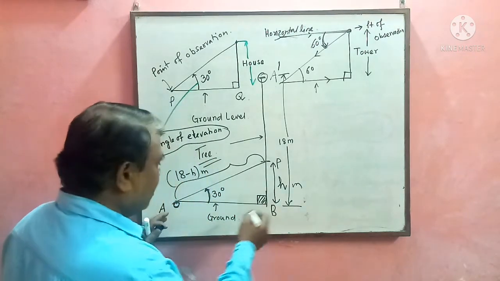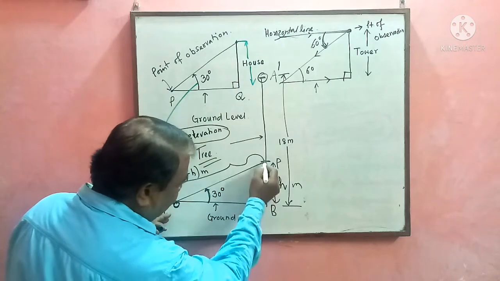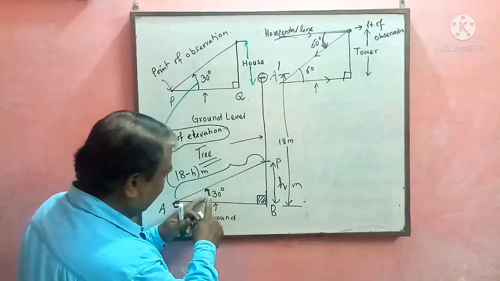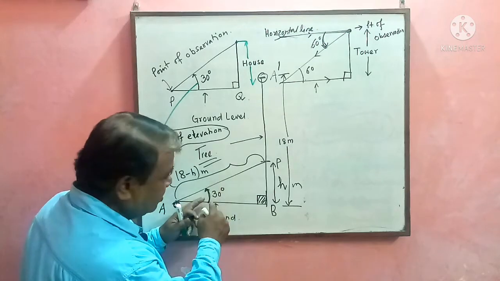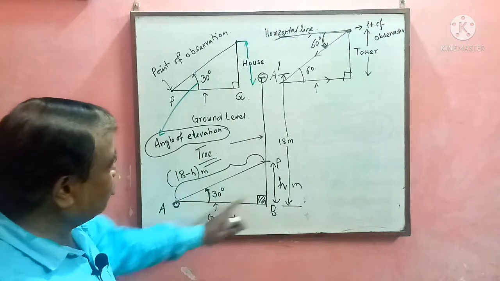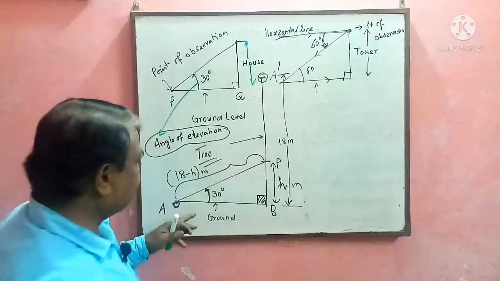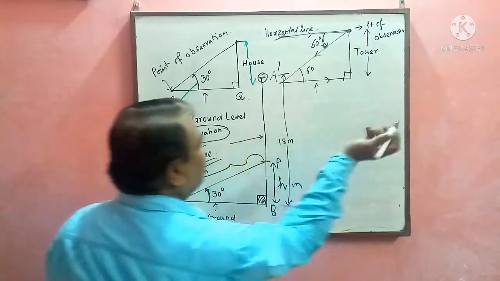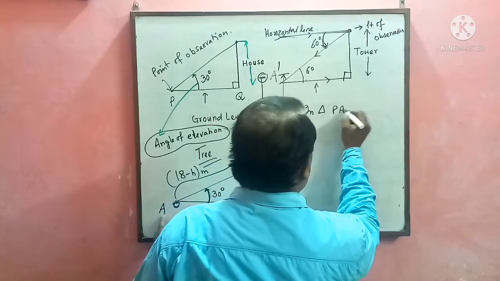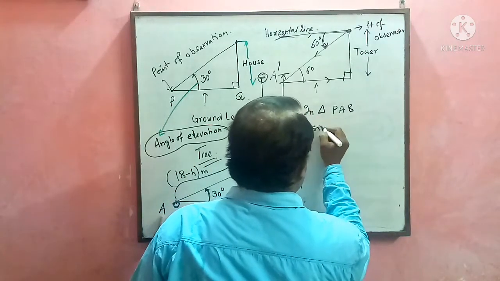Okay. Now according to this triangle, on the basis of this angle given, this is perpendicular, this is hypotenuse. So perpendicular upon hypotenuse is sine theta. Let's consider triangle PAB and use trigonometry. In triangle PAB, using trigonometry.